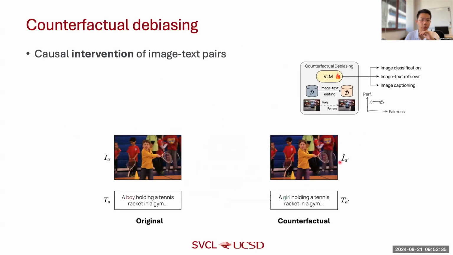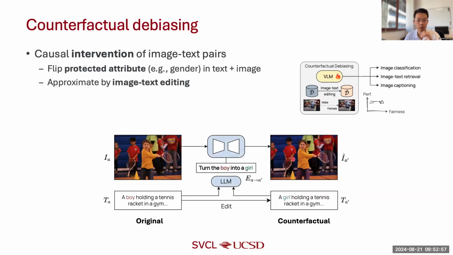So specifically, we aim to debias vision language data by synthesizing counterfactuals. Here we build on the notion of counterfactual fairness, which requires model output to be invariant to an intervention on the protected attributes, such as gender, as I'm showing in this example here. So we propose to perform this image text intervention in two steps. First, we edit the text, and then edit the image conditioned on the original and edited text. I will show both steps in action.